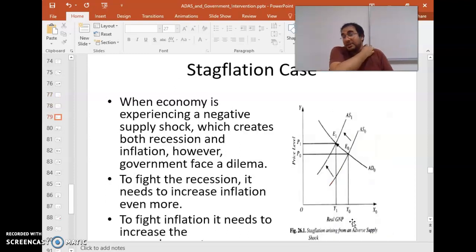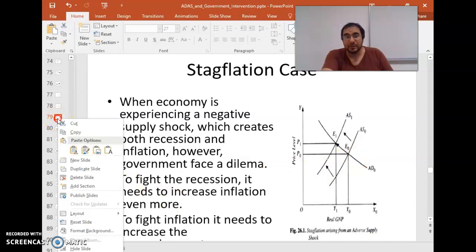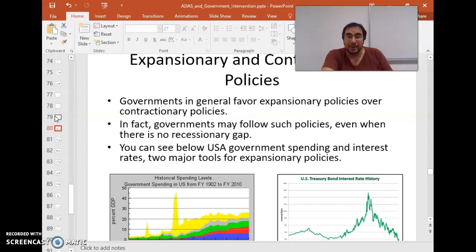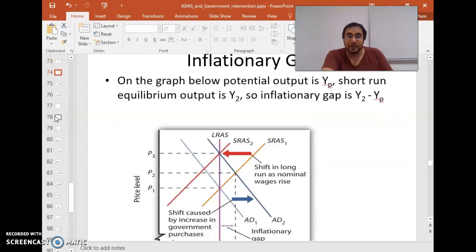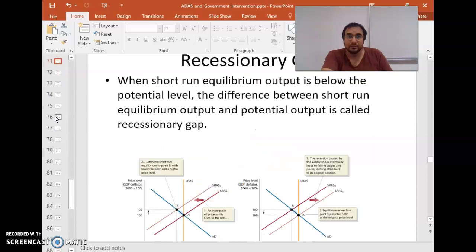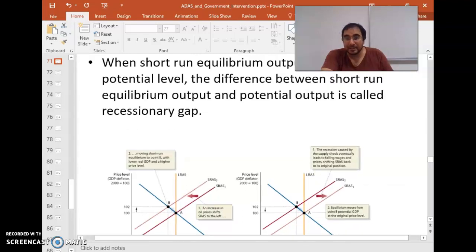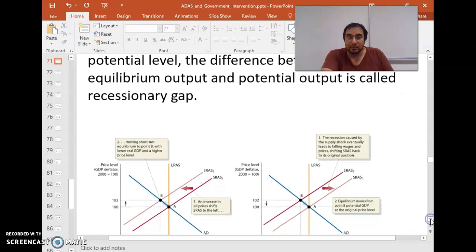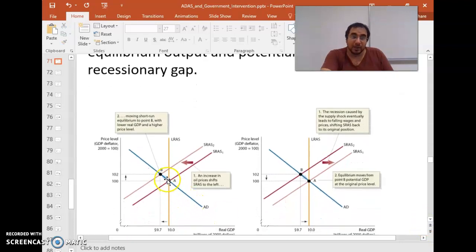Lastly, let's see the stagflation case. Stagflation is a case when you have a negative supply shock. Here, for example, you have both an increase in the price level and a decrease in the output level. So you have stagnation if you have growth, but then a decrease in output level below the potential.